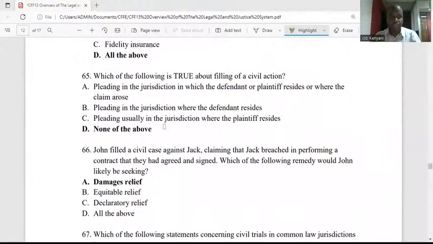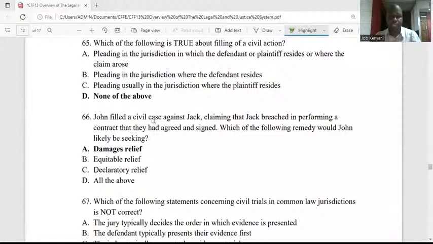So question number 66. John filed a civil case against Jack, claiming that Jack breached performance of a contract that they had agreed and signed. Which of the following remedy would John likely be seeking?